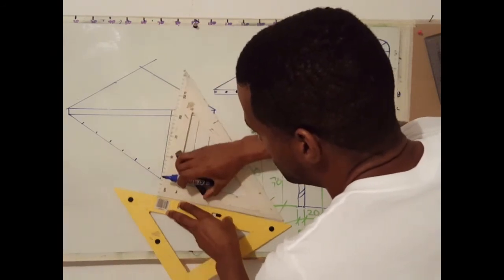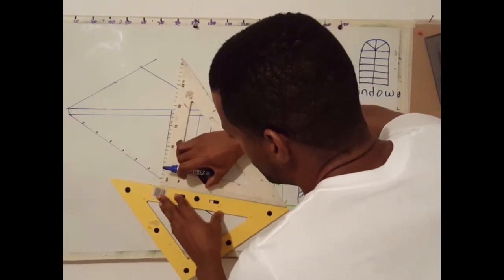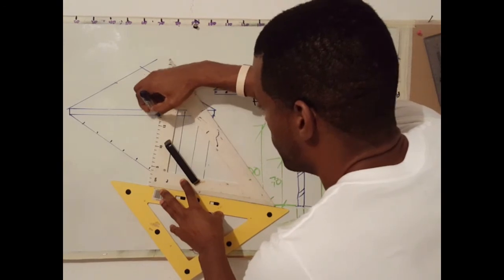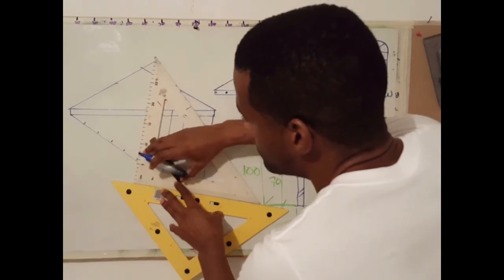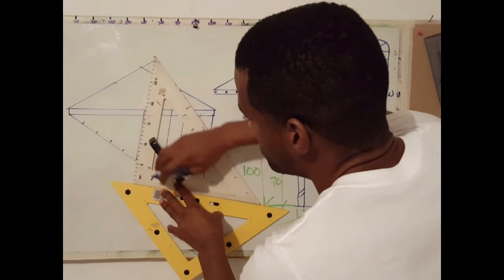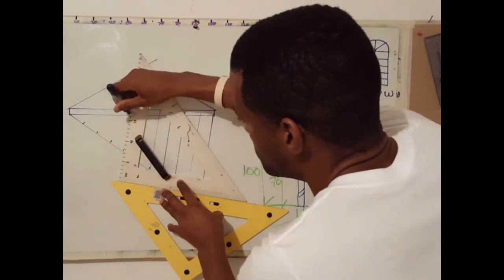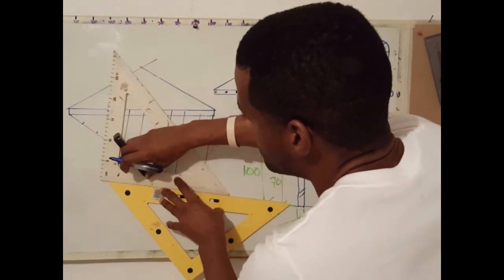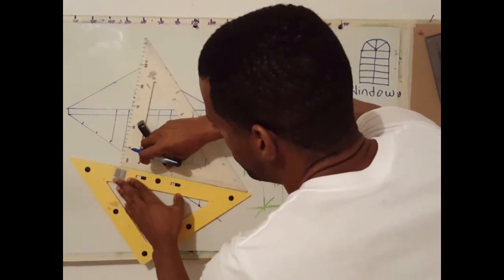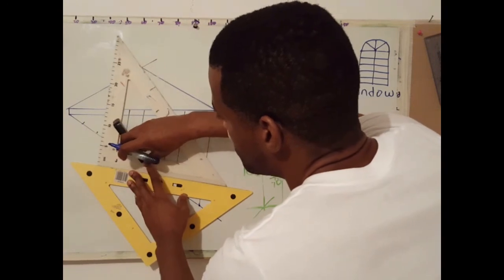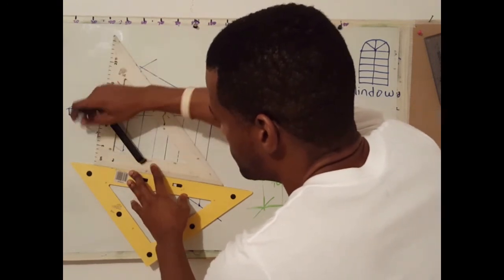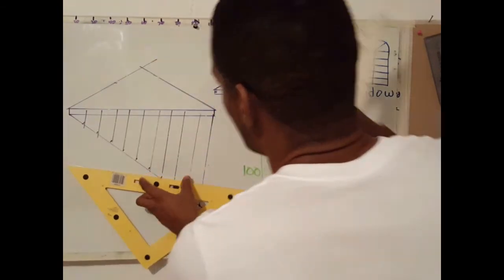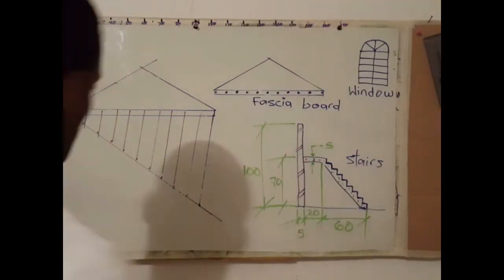1, 2, 3. I'm gonna readjust. 4, 5, just in case it shift, simple 1, 2, realign, go again. So there we go. We have our 10 equal space.